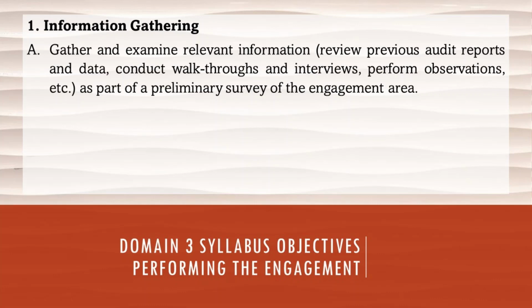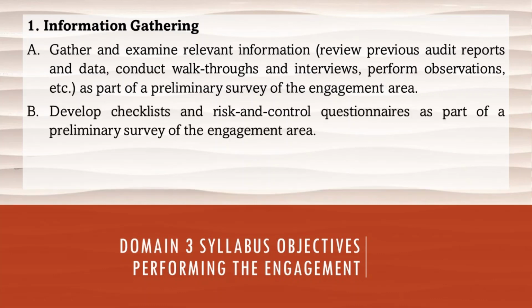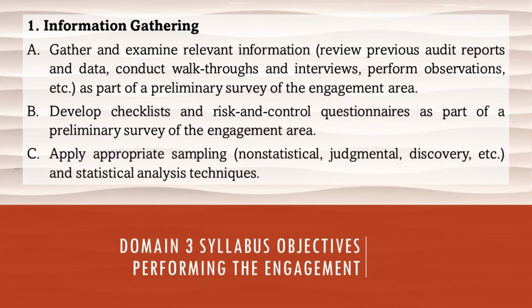Number 1, information gathering. A, gather and examine relevant information. For example, review previous audit reports and data, conduct walkthroughs and interviews, perform observations, etc., as part of a preliminary survey of the engagement area. B, develop checklists and risk and control questionnaires as part of a preliminary survey of the engagement area. C, apply appropriate sampling, such as non-statistical, judgmental, discovery, etc., and statistical analysis techniques.